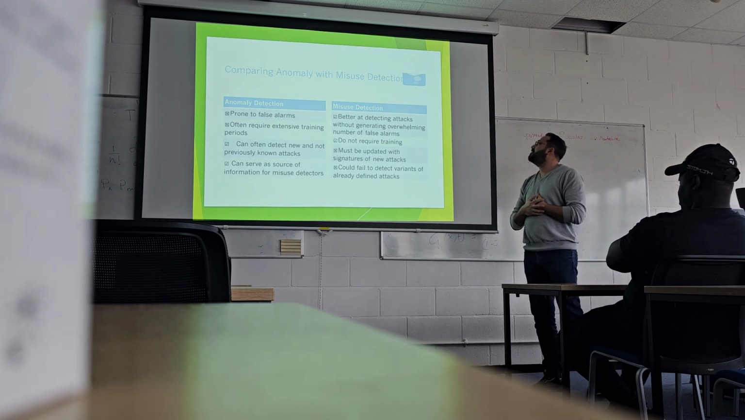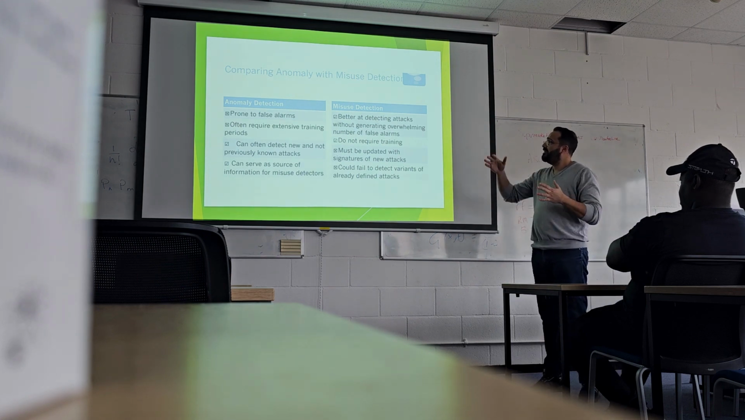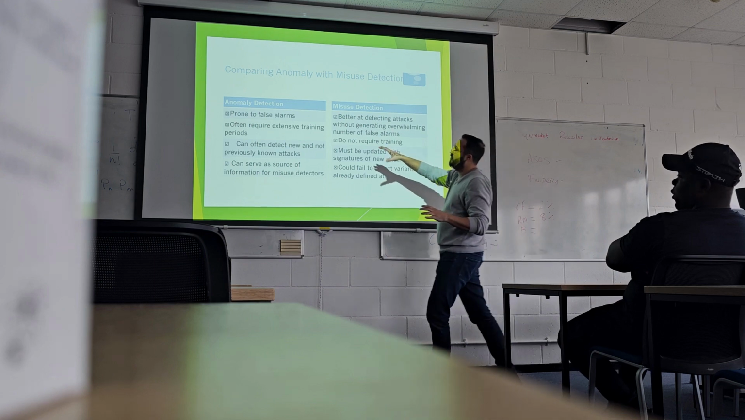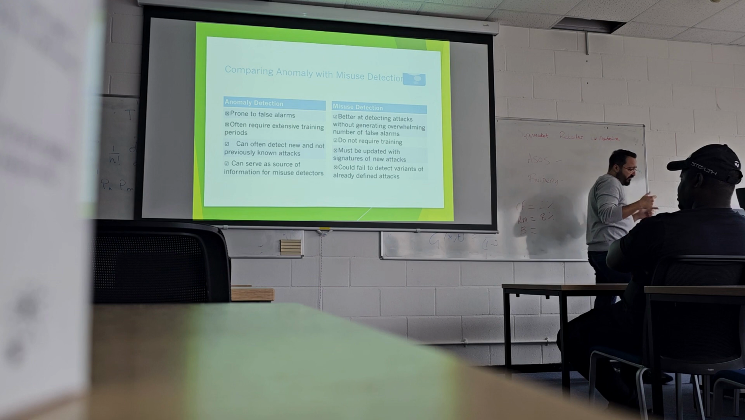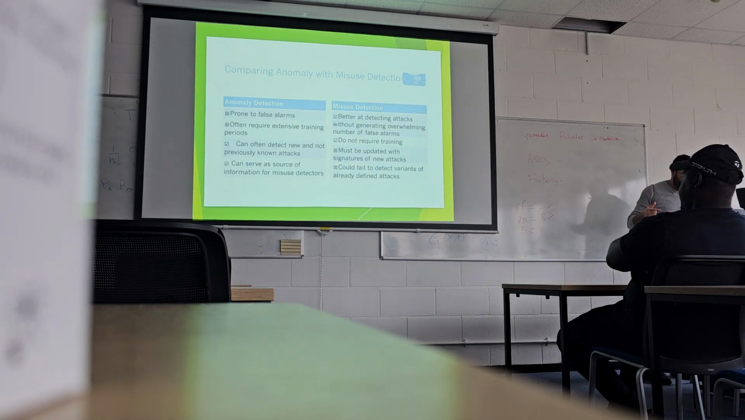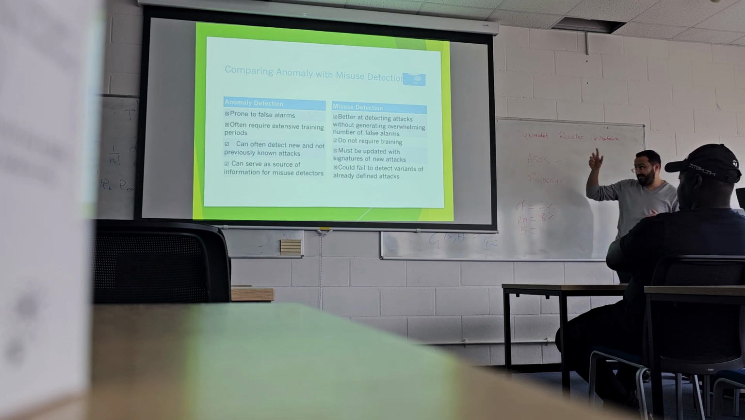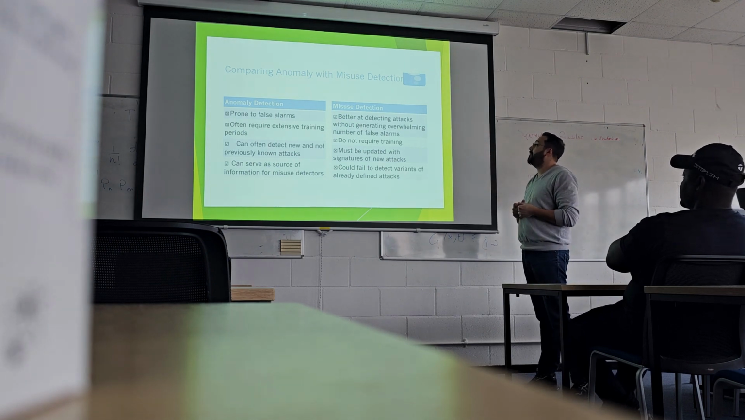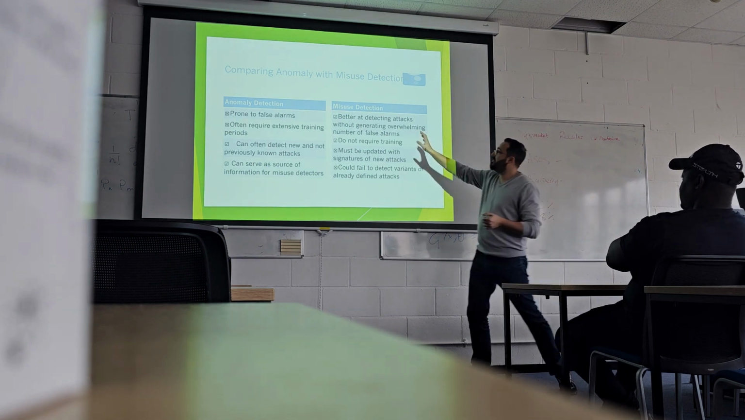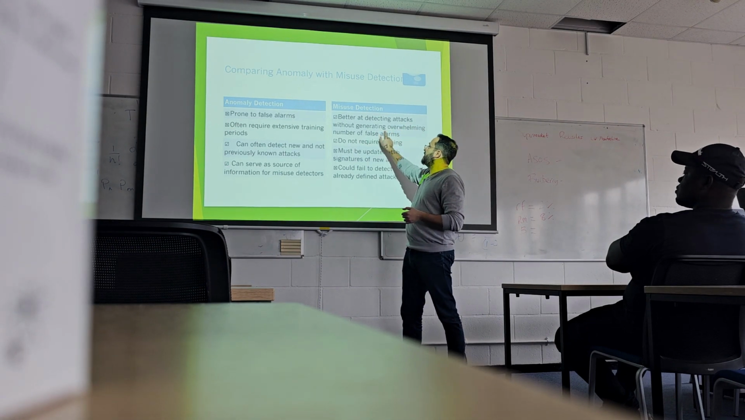Comparing anomaly with misuse detection. The problem with anomaly detection is that we are prone to false alarms. We often require an extensive training period, can detect new and not previously known attacks, and can serve as a source of information for misuse detectors. Misuse detection, on the other hand, is better at detecting attacks without generating an overwhelming number of false alarms. That's the main issue with research, the false alarms.